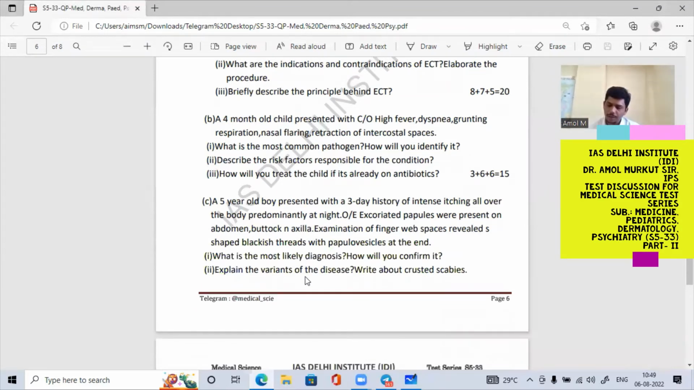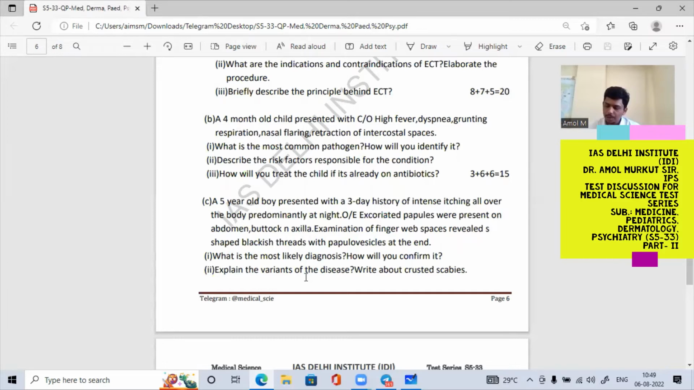Next question. A 5-year-old boy presented with a 3-day history of intense itching all over the body, predominantly at night. On examination, excoriated papules were present on abdomen, buttock and axilla. Examination of fingers also reveals S-shaped, blackish threads with papulovesicles at the end. Simple diagnosis is scabies. How will you confirm it? Microscopy and clinically. Explain the variants of the disease.